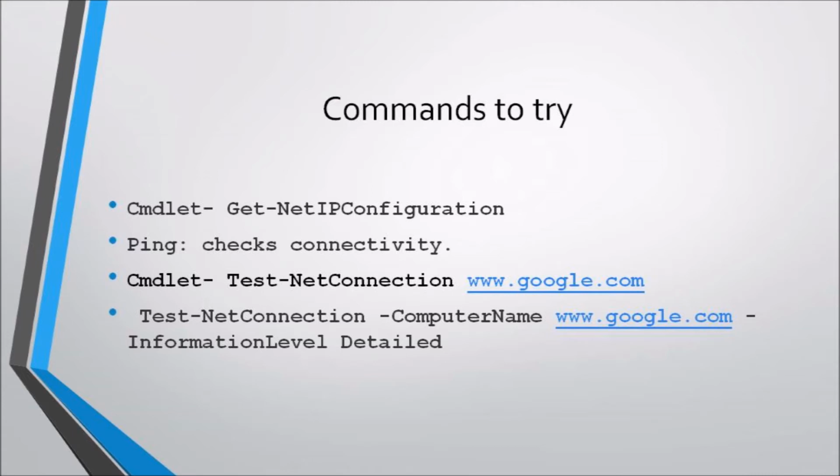IP configuration. This command has many options, but the most common usage is to show the IP address, subnet mask and default gateway for each network adapter in a machine. You can use the command get net IP configuration or get net IP address to get the list of all the IP configurations in a network.